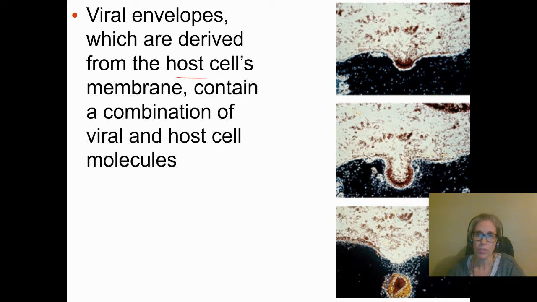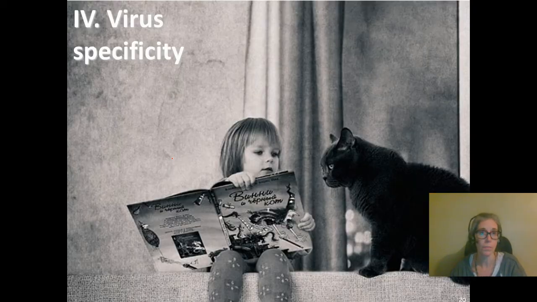So if this is the host cell and here's the virus that's budding out, it's going to have proteins and carbohydrates on the surface that belong to the original cell, right? But then the virus takes over and it will also make some proteins that will go to the cell surface that help it to infect another cell. So the viral envelopes, those membranes, come from the host cell membrane, and they contain a combination of viral and host cell molecules like proteins and carbohydrates.